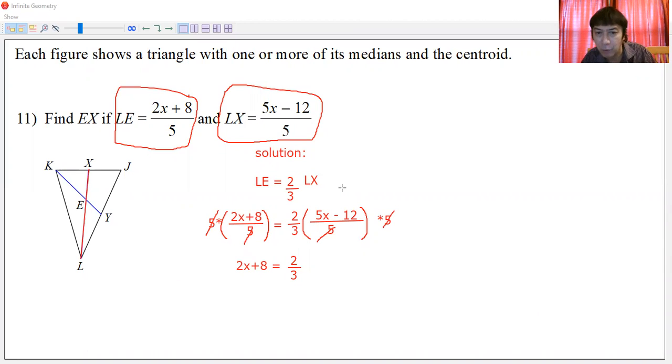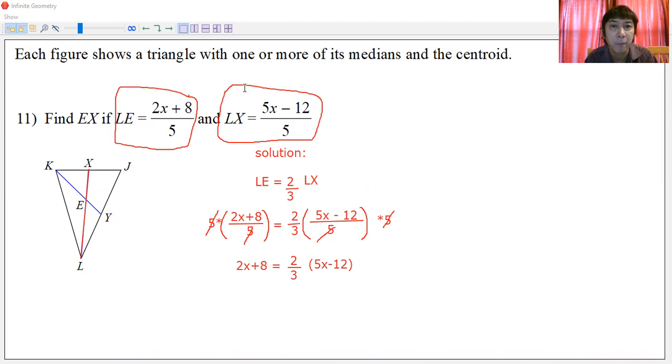And then we don't have the 5s anymore. So this will just be parenthesis and the 5x minus 12. There. Okay. We were able to get rid of the fraction involving the denominator of 5s. Now we shall multiply both sides by 3. Okay, we can multiply both sides by 3.